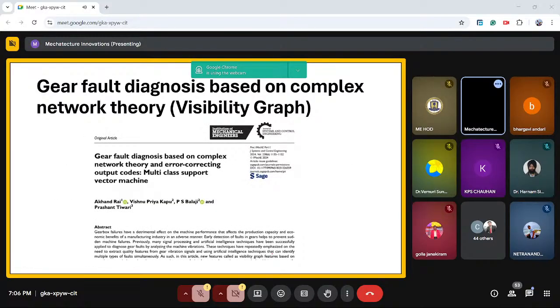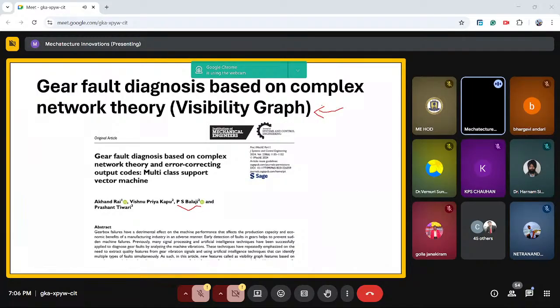Now let's go to the gear fault diagnosis that we created in our own lab. So you can see it was done by ourselves in the lab, and it got published also. The paper where it is published is given here, and my name is here. So here what we did is we developed a new technique to detect the failure. The new technique we followed is called visibility graph.